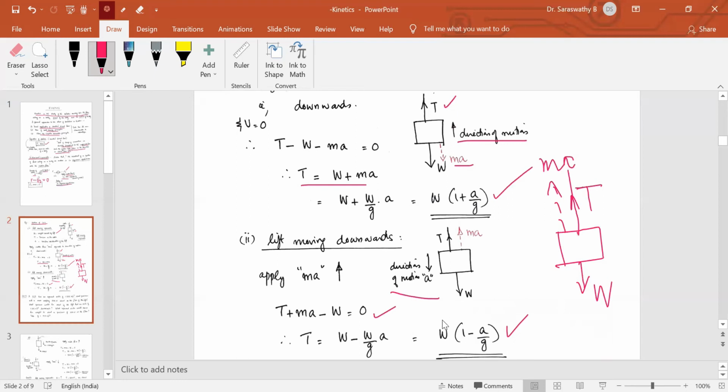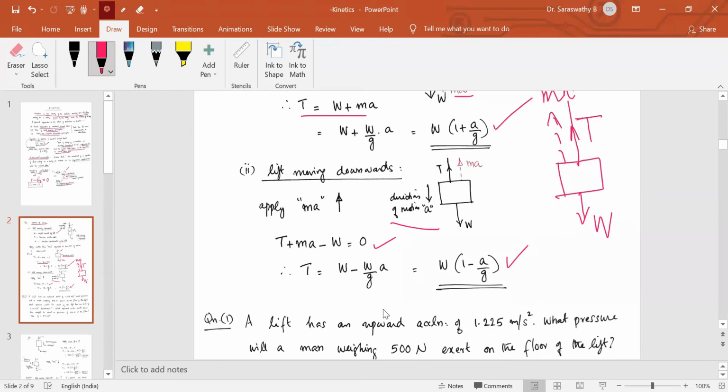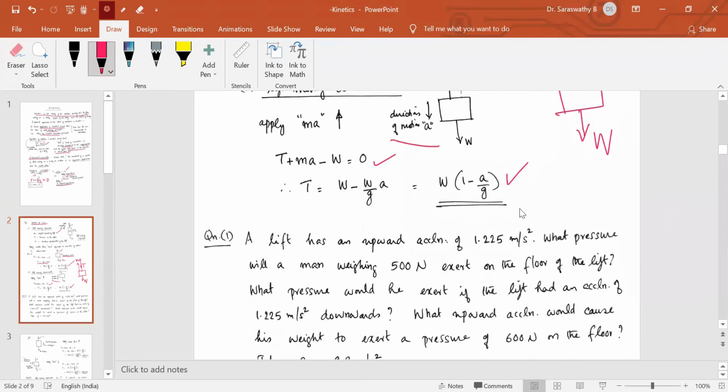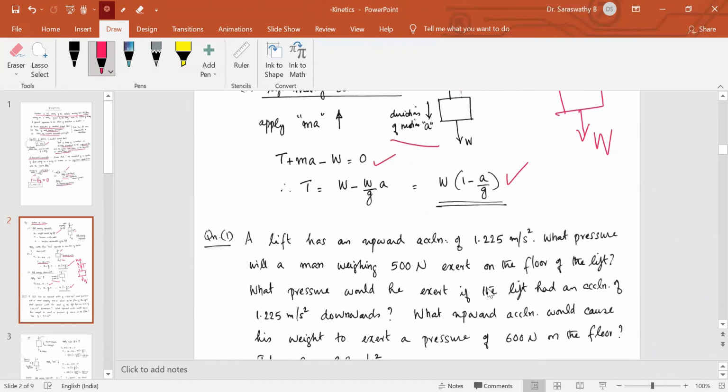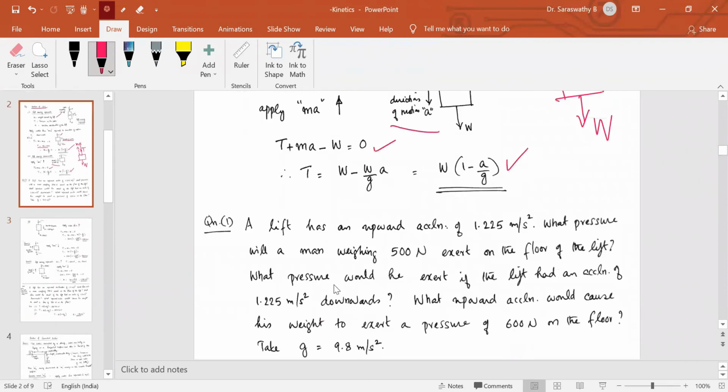A commonly asked question is, what is D'Alembert's principle, and illustrate it with the help of an example. Okay, now we'll see a numerical example based on this. Either you can directly apply this formula, or based on first principles, we can solve this numerical example. A lift has an upward acceleration of 1.225 meter per second square. What pressure will a man weighing 500 Newton exert on the floor of the lift?